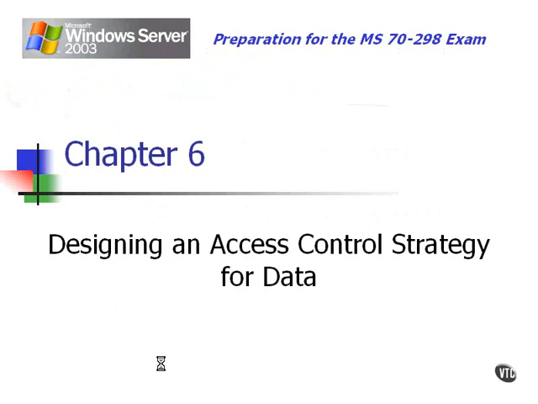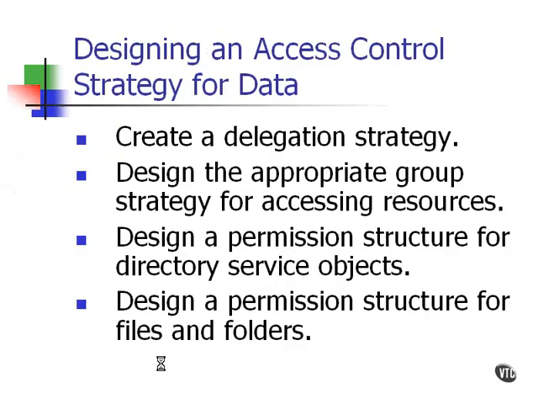In Chapter 6, we'll design an access control strategy for data, so determining who gets what kind of access to what kinds of data. In this chapter, we'll create a delegation strategy. We will design a group strategy for accessing resources, defining what groups get access to what. We'll design a permission structure for directory service objects if people need access to items in Active Directory, and we will design a permission structure for files and folders as well.